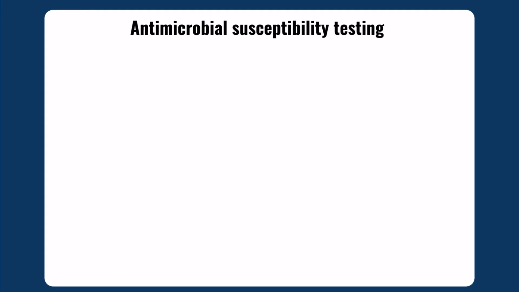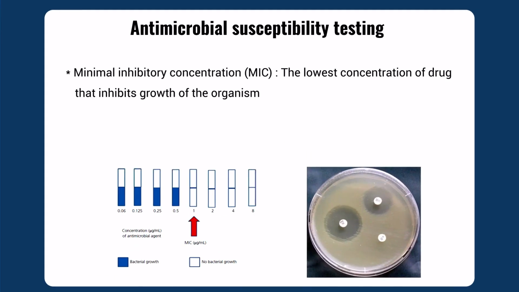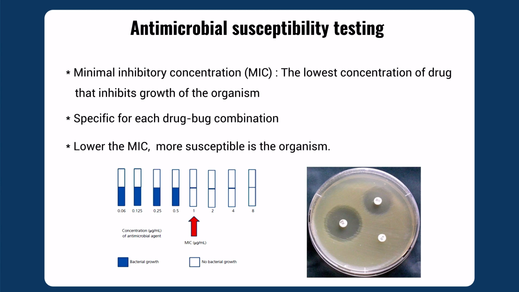MIC is minimum inhibitory concentration. That is the minimum amount of antibiotic which is required to inhibit the growth of bacteria, which is very important in some of these specimens and certain drugs like vancomycin and colistin, where we do only MIC, and also for certain isolates coming from the CSF, for which MIC is very important. As you can see in the first slide, inhibition of growth of bacteria happens at 1. So in this case, 1 is called the minimum inhibitory concentration.